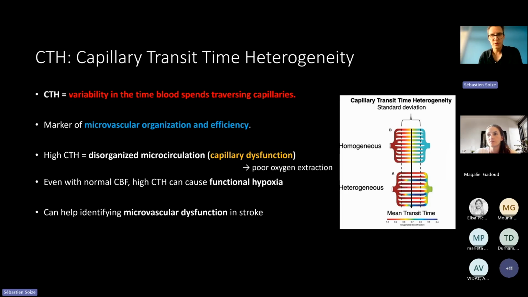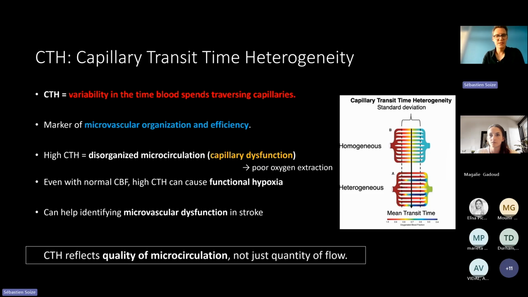If you got super different mean transit time in different areas that are quite close, it probably means that there's a poor microcirculation, capillary dysfunction, low oxygen extraction, and finally, no reflow lesions. So finally, the CTH reflects the quality of your microcirculation.